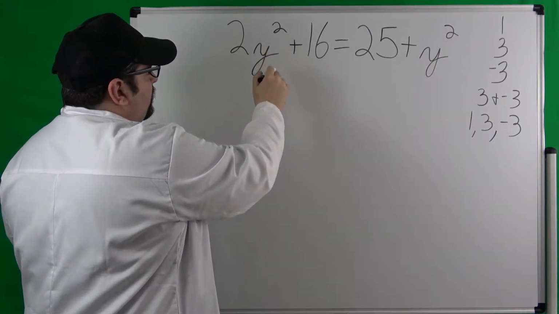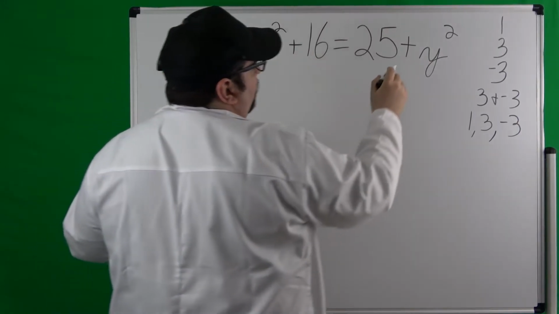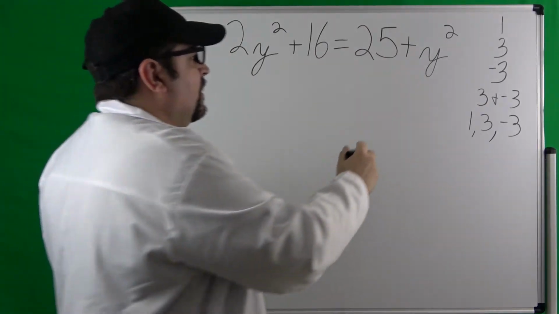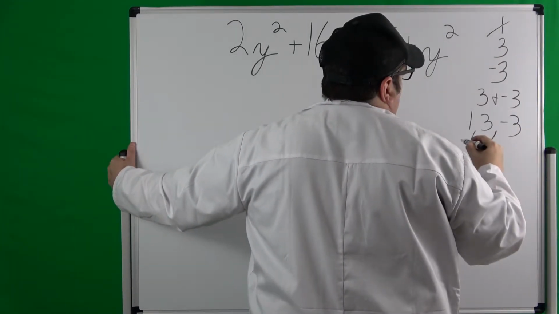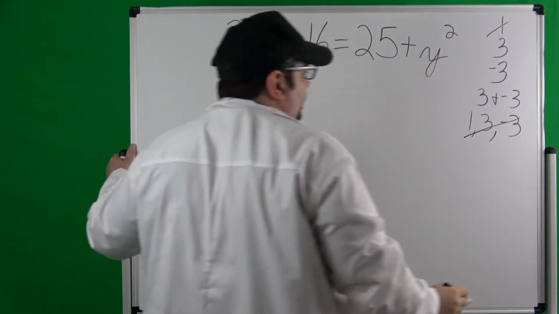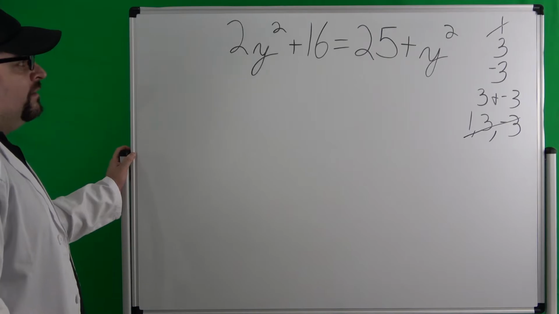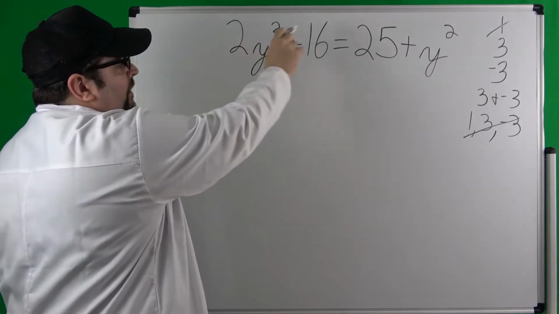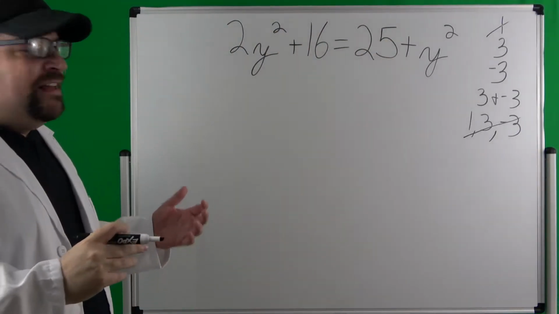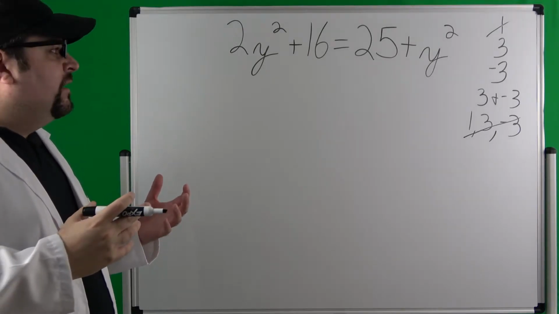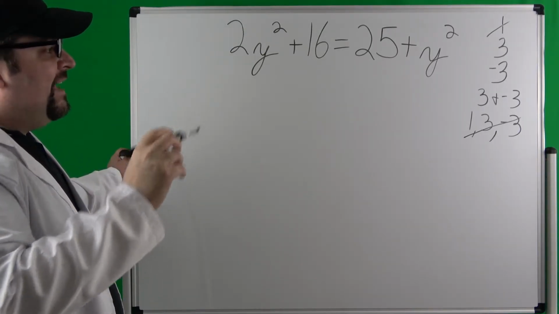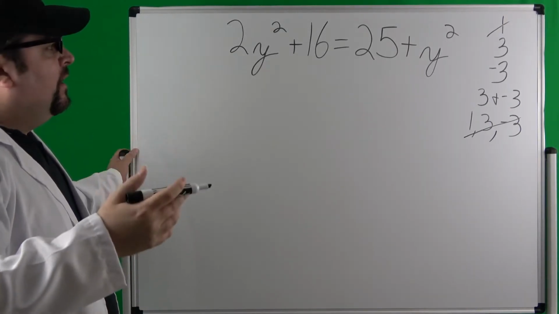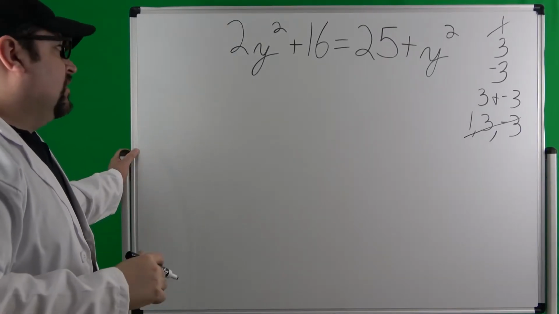2 times 1 is 2, plus 16 is 18. 25 plus 1 is 26. So, no, that's wrong. So we can get rid of A and E. Looking at this, since it's squared, we already know that that will always be positive. So both 3 and -3 most likely are going to work, since there is no option that says no answer. But let's just go ahead and put in -3.